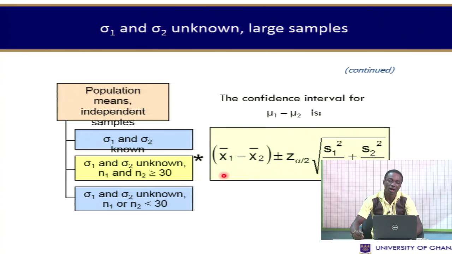Thus, our confidence interval estimate will be given as x1 bar minus x2 bar plus or minus z alpha over 2 times the square root of s1 squared over n1 plus s2 squared over n2. The only thing that has changed is that we've used the sample standard deviation to replace the population standard deviation in the previous case.